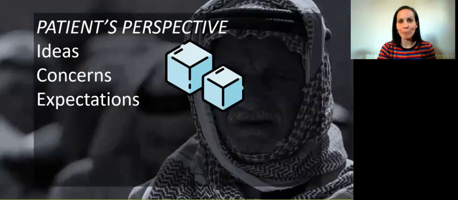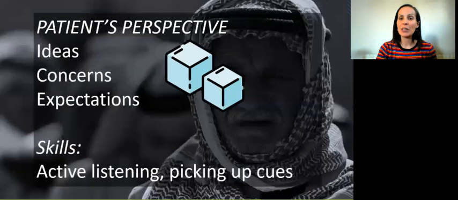You will learn a lot more about this in the lecture on communication skills. Some of the skills you need to pick up the patient's perspective are active listening and picking up verbal and non-verbal cues. So that's noticing little cues or clues about how the patient seems to be feeling or what they might be thinking.